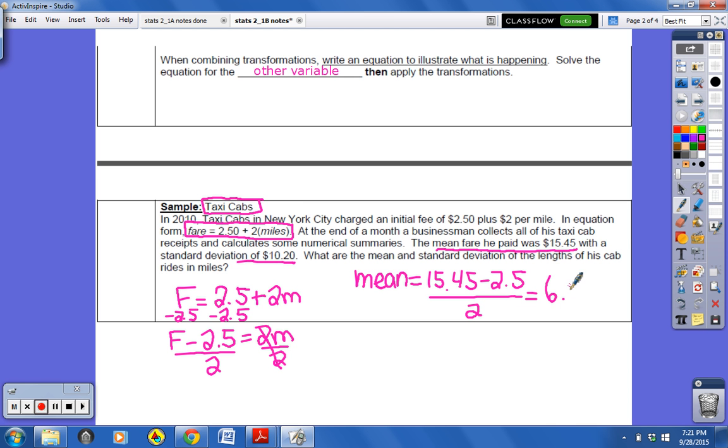of 6.475. So on average, people are traveling 6.475 miles, about 6.5 miles.